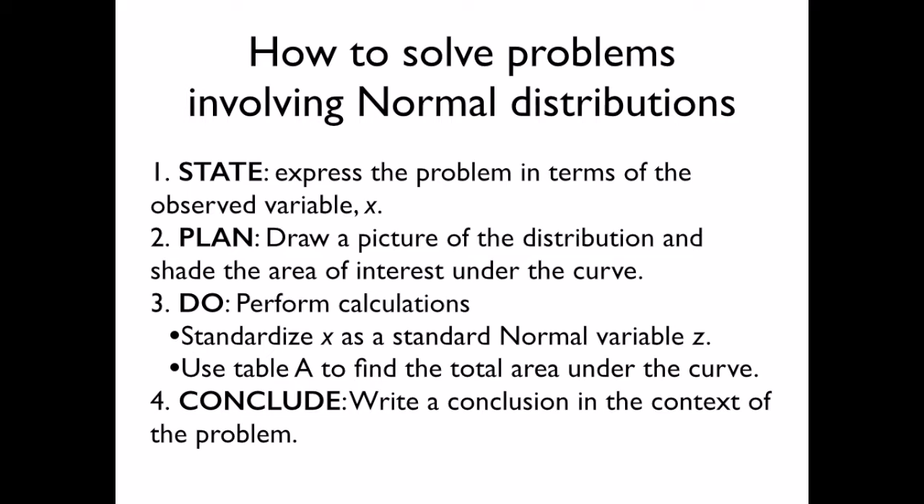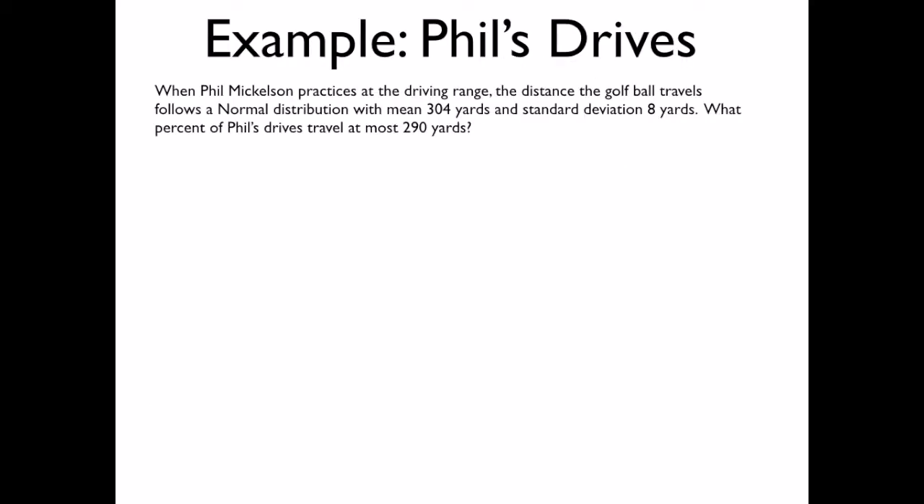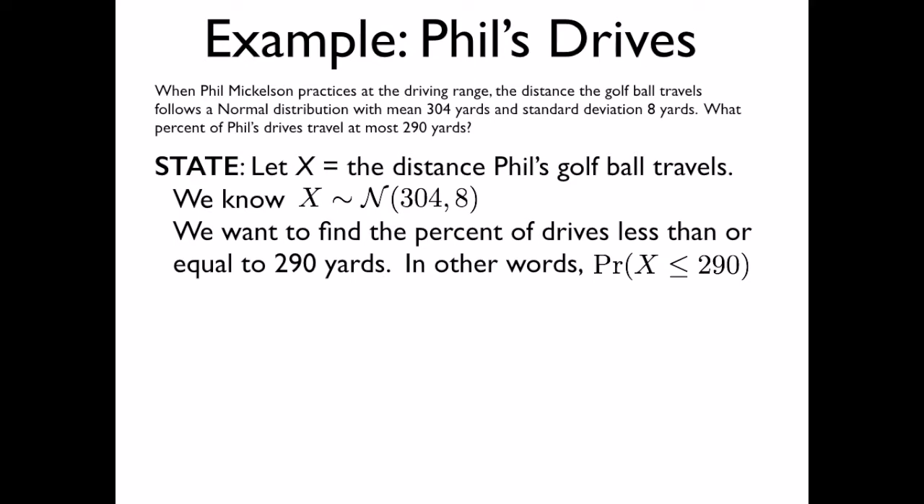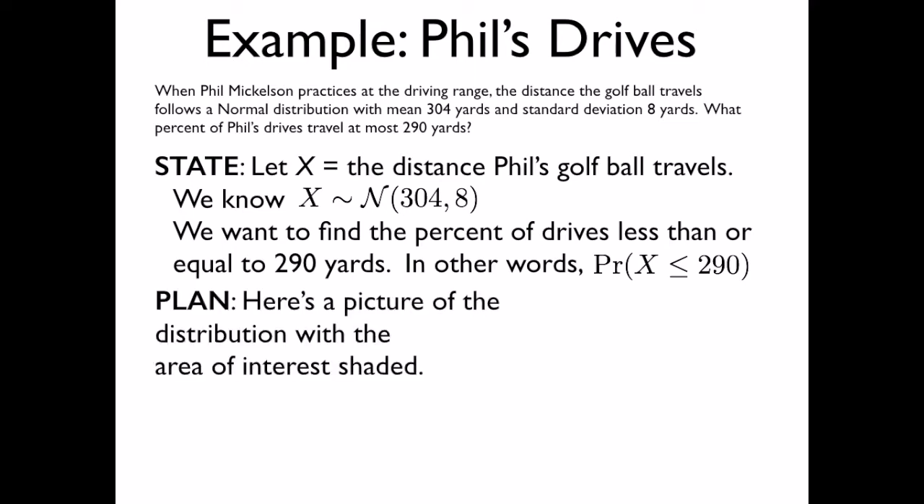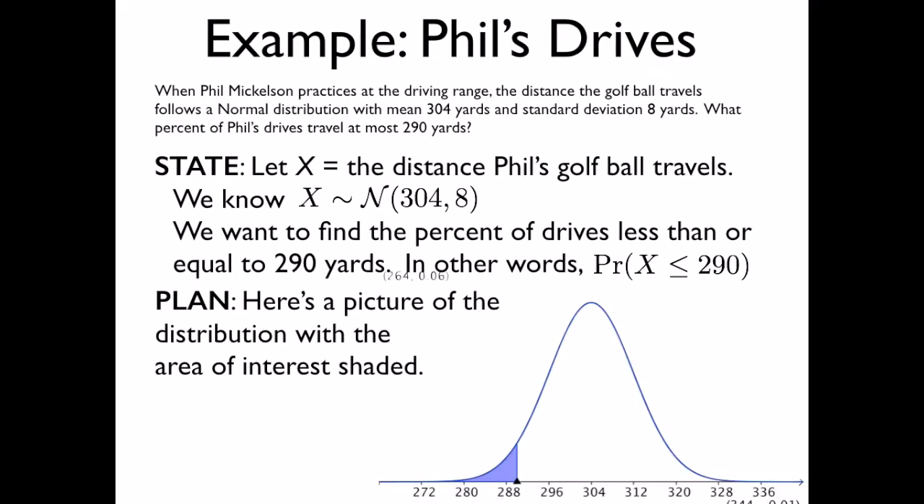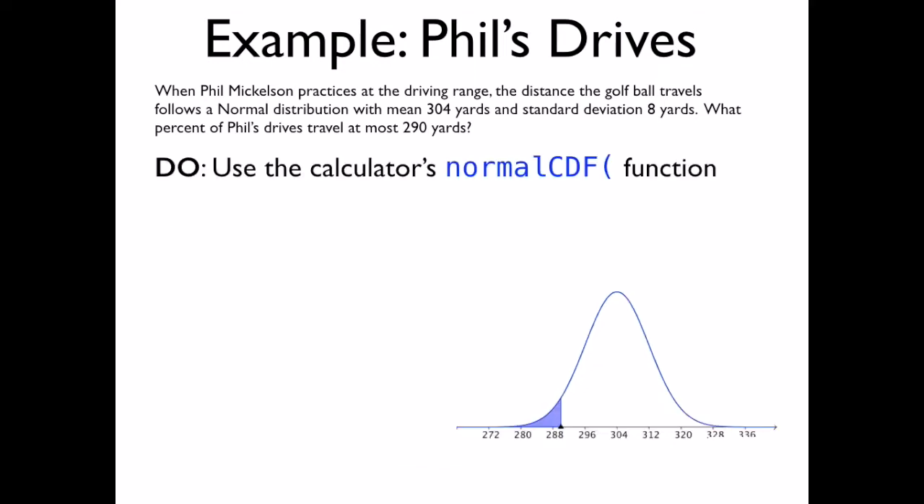Instead of standardizing the score and then using table A, you'll use a calculator function called normal CDF. So here's how it works. So we have our example. The first step, of course, is to restate the problem in terms of a variable x. So we want the proportion of x scores that are less than or equal to 290. And so we want a shaded picture here. We're looking for that shaded region. And in order to find that, we're going to use the normal CDF function. And we'll show you how that works in just a second.